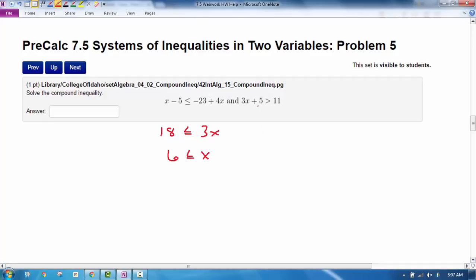Now the right side, subtract 5 from both sides, and you get 3x is greater than 6. Divide both sides by 3, you get x is greater than 2.